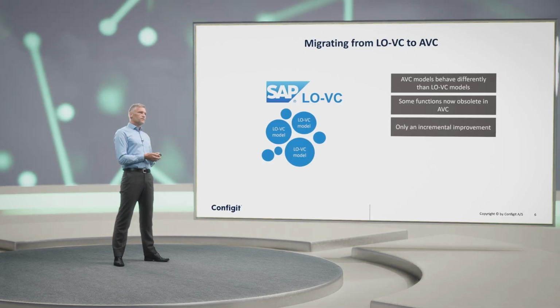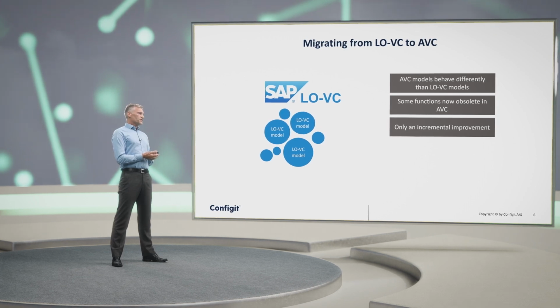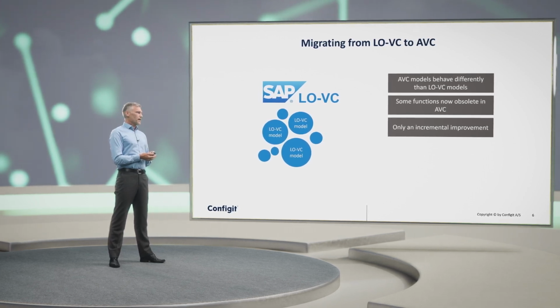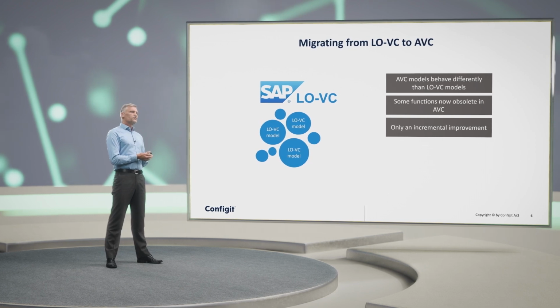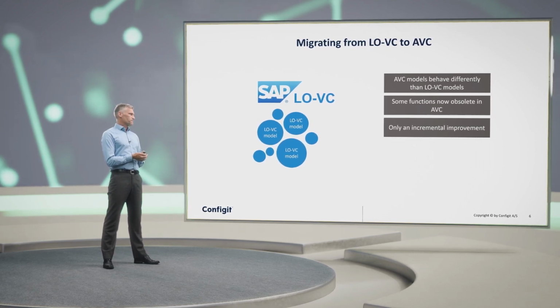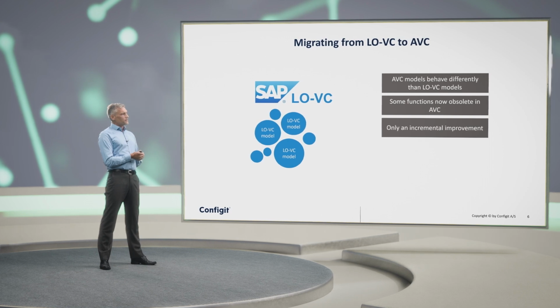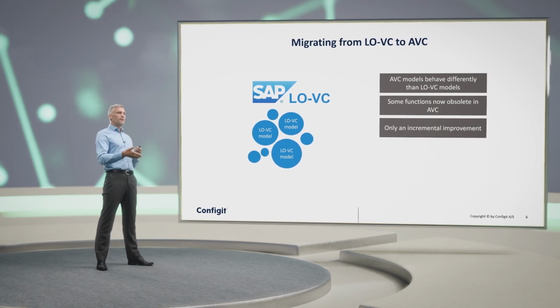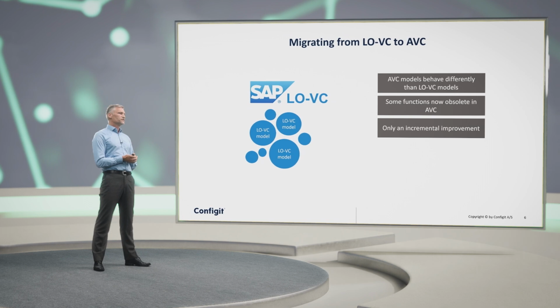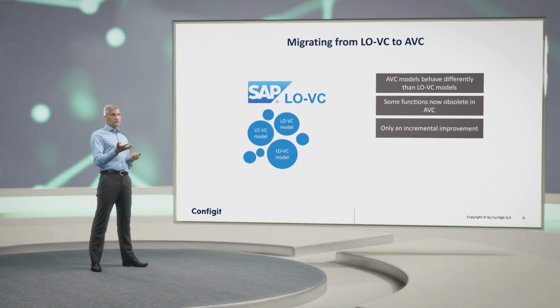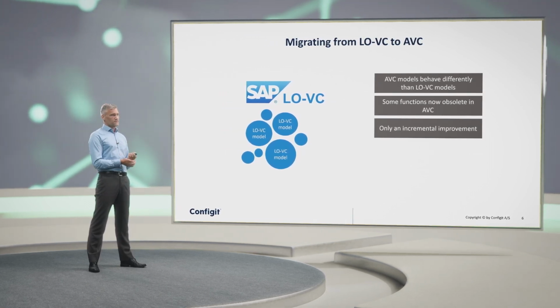There's a couple of new features in the new configurator. You can now use not equals in a constraint. You don't need to write an inferences section in your rules. You can negate a table rule. There's some more precise rounding when you use math. And there's some improved syntax when you work with strings. But overall, AVC is only an incremental improvement compared to the LO-VC configurator. And the whole modeling experience is unchanged.